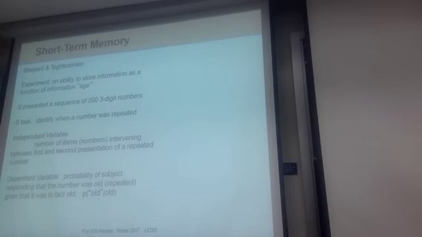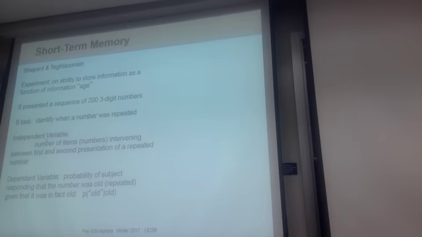So this is a study where they were interested in how well people stored information based on the age of that information, and by age they mean when they learned it. Did they learn it a while ago, or is it just being presented now? Subjects were given a sequence of 200 3-digit numbers, and they had to say when a number was repeated. So they could get 199, 103, 106, 105, 199, and then you'd have to say, oh, I already heard that one, so that's a repeat.